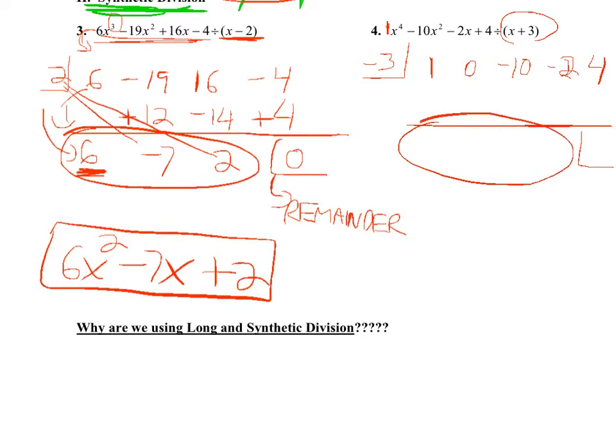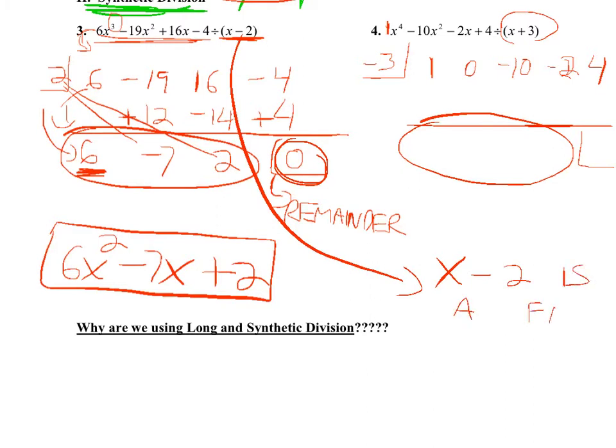Now here's the main thing. Why are we using long and synthetic division? It's getting back to the main concepts there, zeros and factors. For this one right here, since the remainder was 0, what I proved is that x minus 2 is a factor for this function, 6x cubed minus 19x squared plus 16x minus 4. And since that's a factor, I also proved that 2 is a zero. So factors and zeros, they're not going away here.